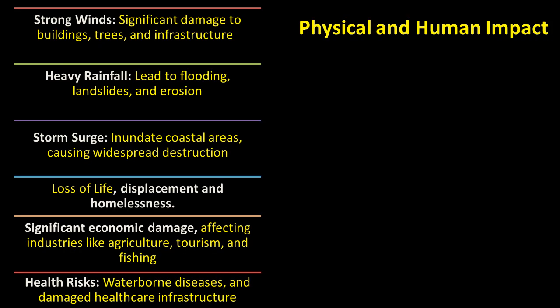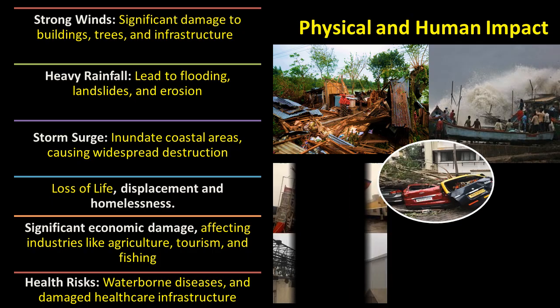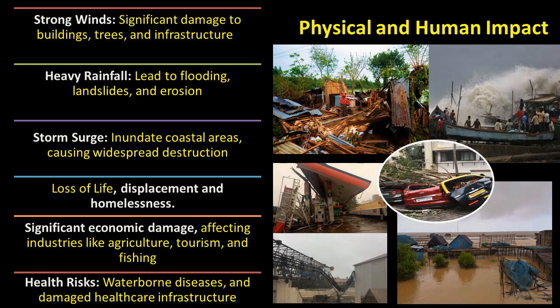Physical damage. Strong, high-speed winds can cause significant damage to buildings, trees, and infrastructure. Heavy rainfall. Intense rainfall can lead to flooding, landslides, and erosion. Storm surge. A rise in sea level caused by strong winds can inundate coastal areas, causing widespread destruction. Human impact. Loss of life.